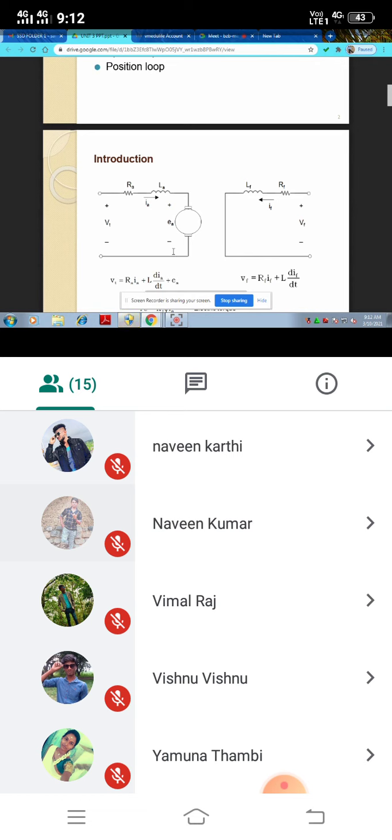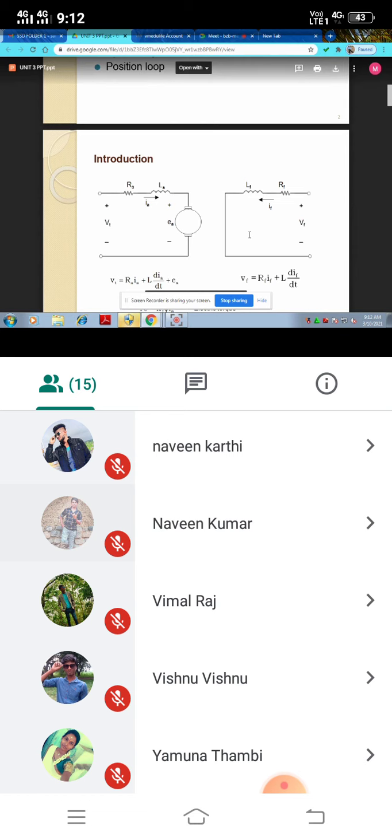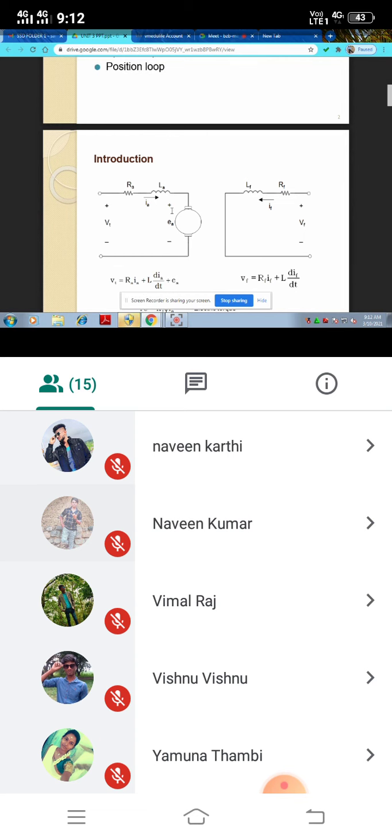This is taken from electrical drives of DC motor. This is called the equivalent circuit of a DC motor. It consists of armature resistance and armature inductance, those two components inbuilt in this DC motor. While the DC motor is running, it produces a back EMF across this. In the armature circuit we have three elements: RA, LA, EA.